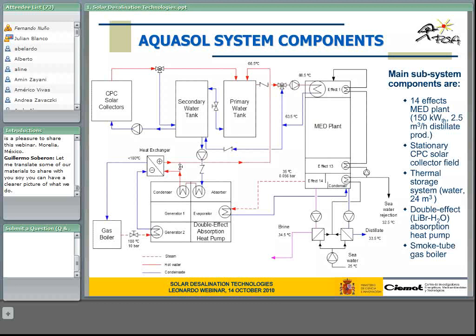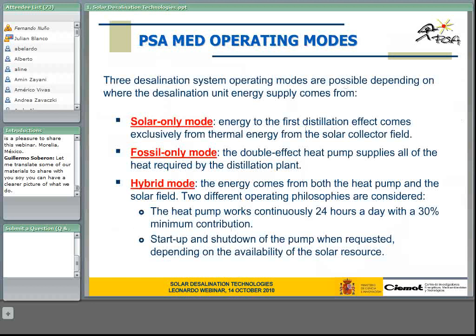We can produce this energy with CPC. We have a thermal storage system, in this case water, and an absorption pump that I will discuss later on. This system has 3 different operational modes. One is solar only mode, I mean, all the energy that the system needs comes from the sun. We have a fossil only mode, in this case with gas. This gas system provides the energy to the double effect absorption heat pump. And one hybrid mode in which the energy comes from both systems.